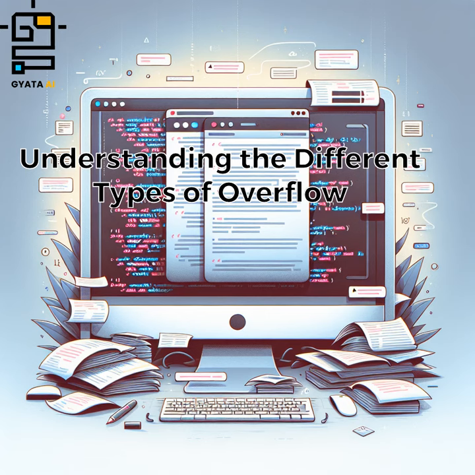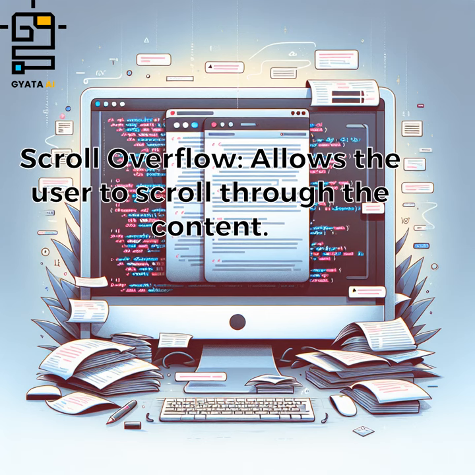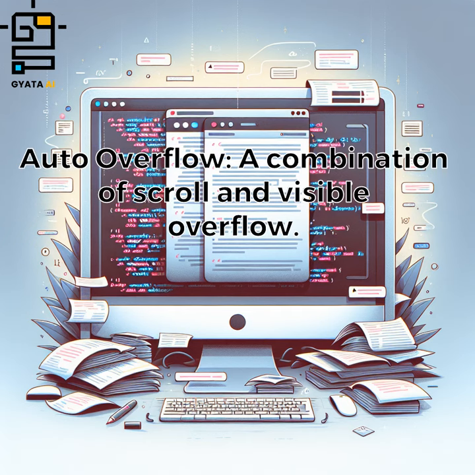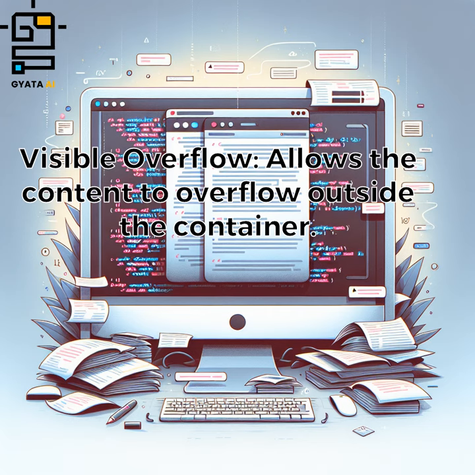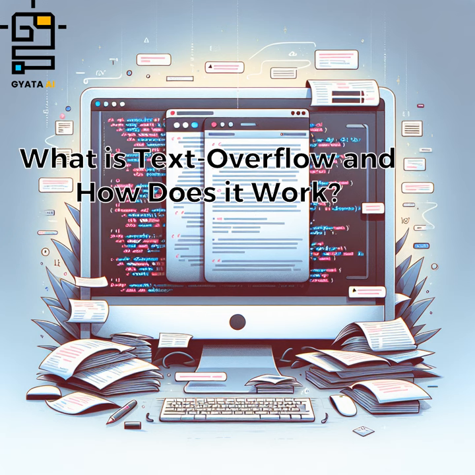Understanding the different types of overflow. Scroll overflow allows the user to scroll through the content. Auto overflow is a combination of scroll and visible overflow. Visible overflow allows the content to overflow outside the container. What is text overflow and how does it work?